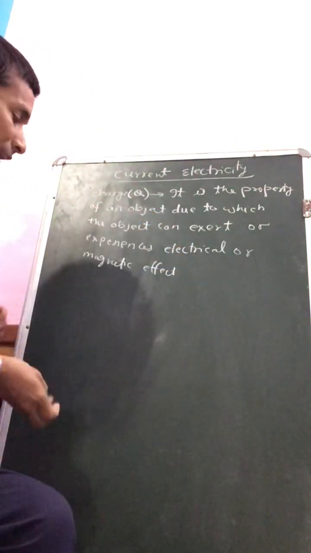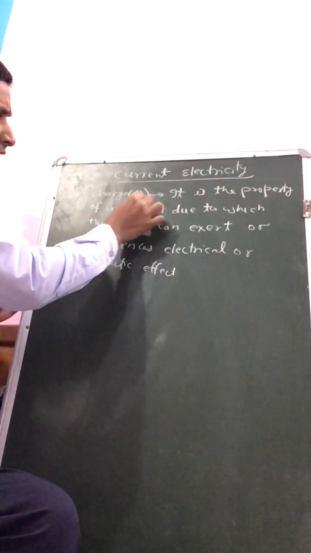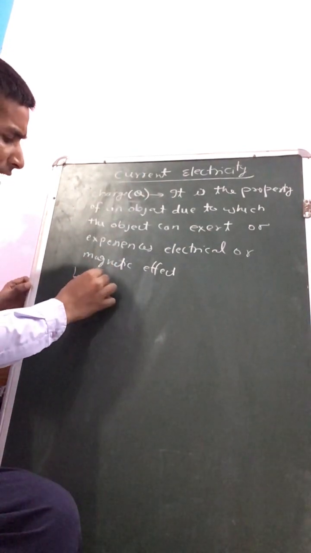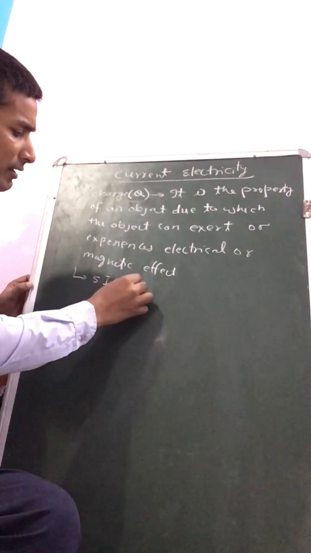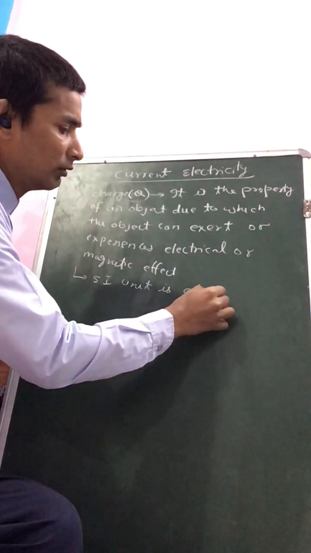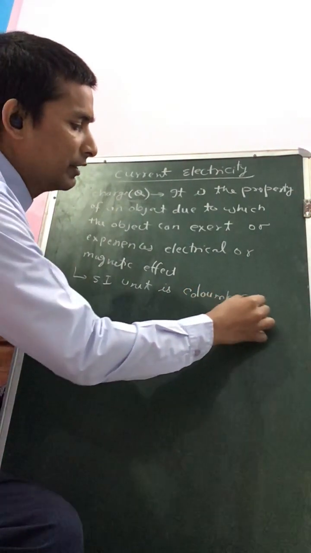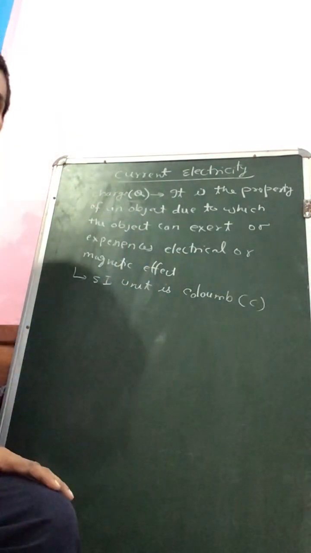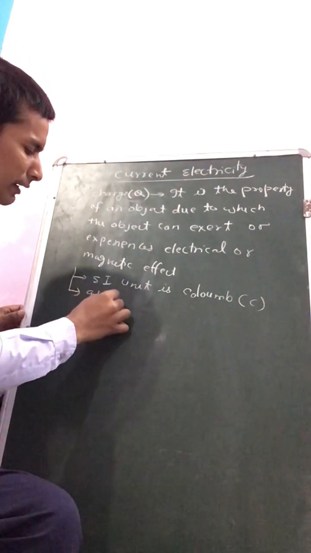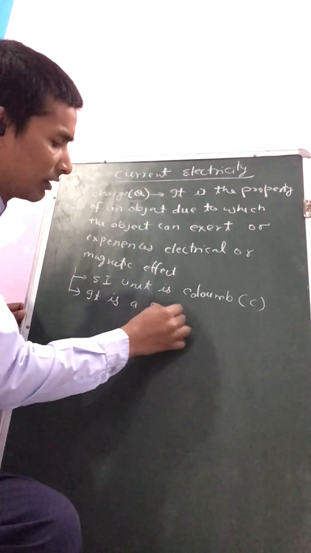Electrical or magnetic effect. Charge is basically represented by Q. Its SI unit is Coulomb, and it is represented by symbol C, and it is a scalar quantity.